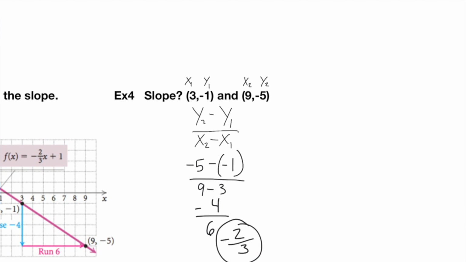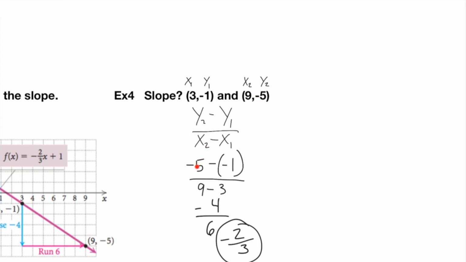A strategy to make sure you don't mix up the x's and y's: you can label them here. It doesn't take very much time, and it's only a little bit of handwriting. But if this is going to be x1, just mark x1 here, y1, x2, y2. So when you get to the formula, you can plug them in correctly.